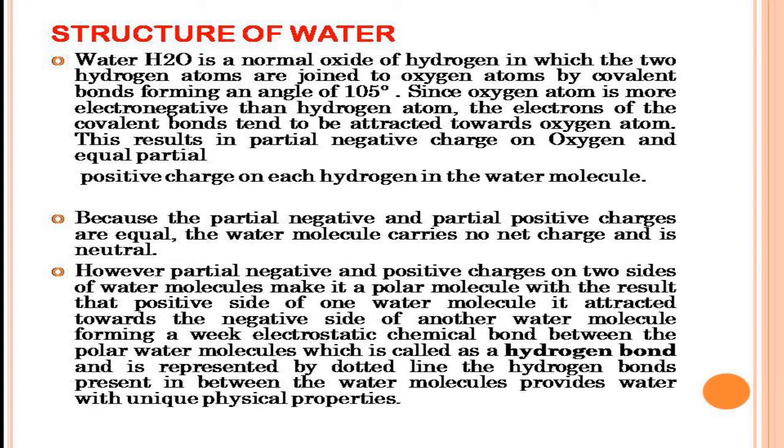However, partial negative and positive charges on two sides of water molecules make it a polar molecule, with the result that the positive side of one molecule is attracted towards the negative side of another water molecule, forming a weak electrostatic chemical bond between the polar water molecules, which is called a hydrogen bond and is represented by a dotted line. The hydrogen bonds present between the water molecules provide water with unique physical properties.